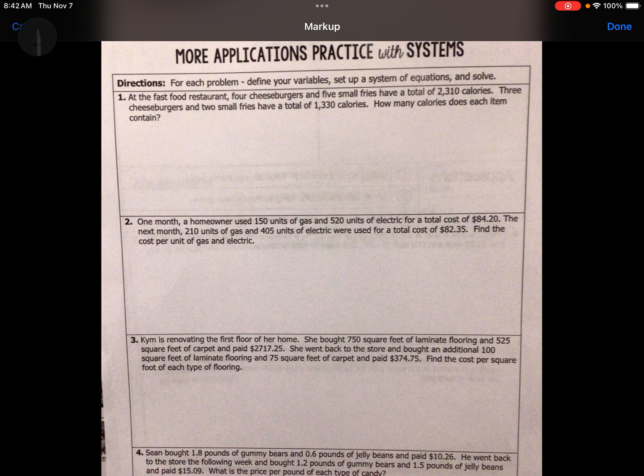Well, we're talking about cheeseburgers. So C is going to be how many calories for cheeseburgers. So cheeseburger calories. And F is going to be French fry calories. And you want to know what it is about the cheeseburgers and what it is about the French fries you're looking for, not just the word cheeseburger, because it's asking us how many calories does each have.